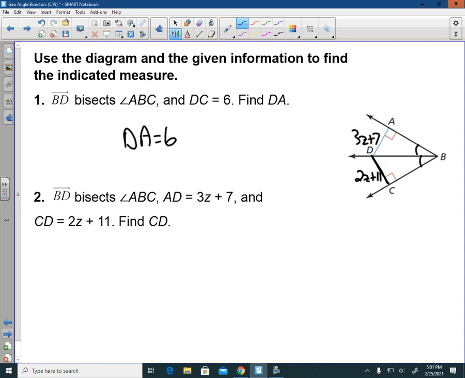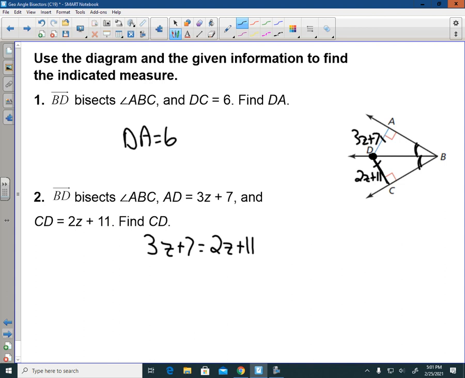Well, if we want to know that length, we're going to have to find the value of Z. In order to find the value of Z, we need an equation. In order to form an equation, we have to understand what the theorem is telling us. If a point is on the angle bisector, then it is equidistant from the sides. Well, if DC and DA are exactly the same, then 3Z plus 7 must equal 2Z plus 11, and now we can solve for Z.